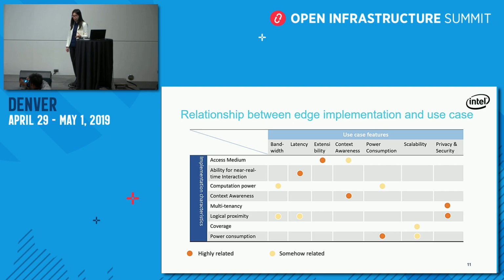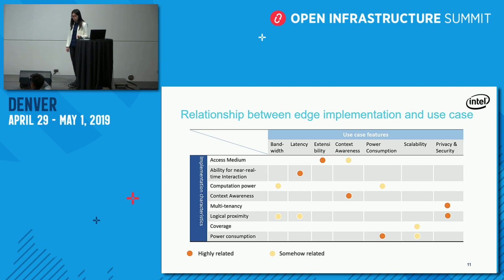When we have more computation power inside servers, it is more possible that we are going to have more bandwidth. And for context awareness, it really does have an impact on context awareness. And the multi-tenancy and the logical proximity could have an impact on the privacy as well as the security, since they have functionalities to do data isolation, and there is less data transportation. It could be easier to manage the privacy and security of the data.